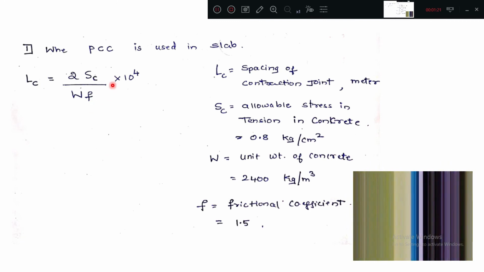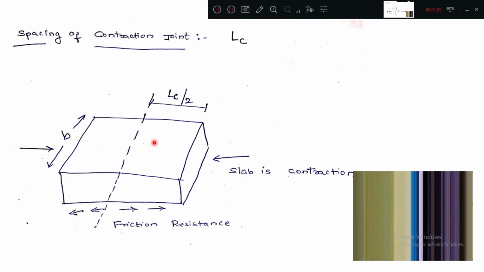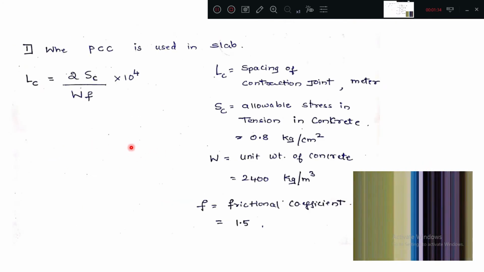Now we have two formulas. When PCC is used, it means the total slab has no reinforcement. Another case is when reinforcement is provided in the slab. There are two types of cases. In the first case, when PCC is used, the contraction joint spacing is given by the formula LC equals 2 SC divided by W into F into 10 to the power 4. Its value comes in meters.